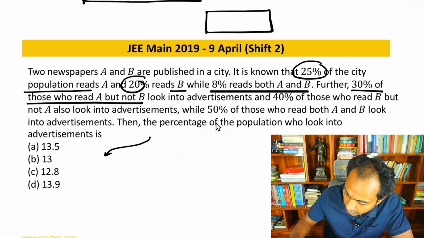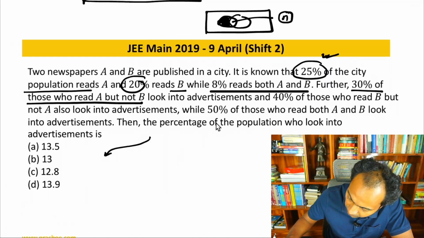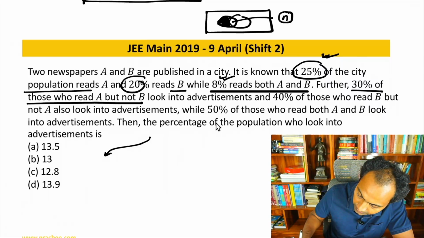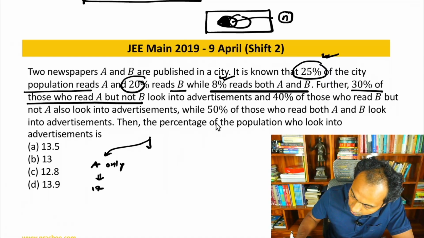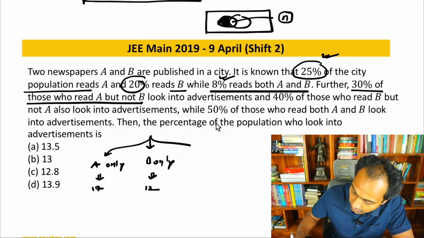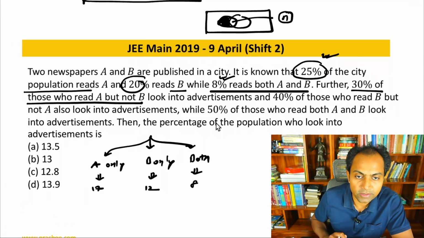When you look into A but not B, we are looking into this portion of the Venn diagram. That essentially means from A, we will have to subtract this part, that is nothing but the intersection. So from this 25, I will have to subtract this 8, and this will become A only, or A but not B. And this is nothing but 17%. If I want to do it for B only, I will have to subtract 8 from 20. So this will become nothing but 12. And then both is already given as nothing but 8. This is the first part.